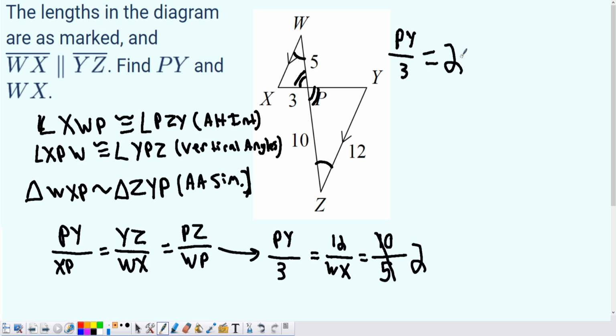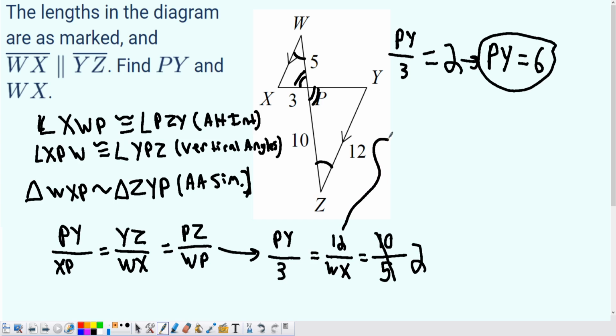And by some simple multiplication, multiplying 3 on both sides, because we want to multiply by the denominator of our fraction, we receive that PY is equal to 6. So that's our first answer. Now we can take our second ratio, 12 over WX, and set that equal to 2.